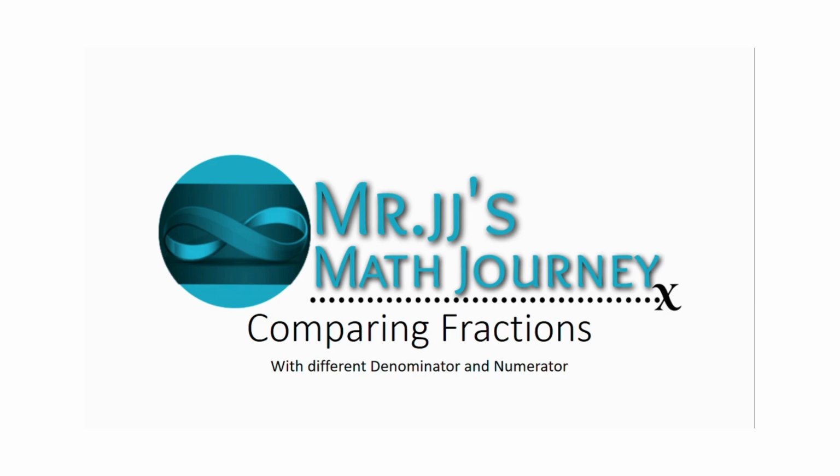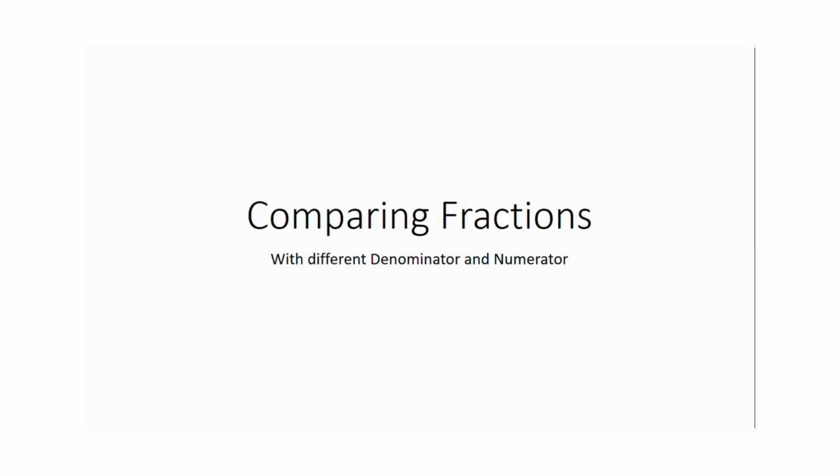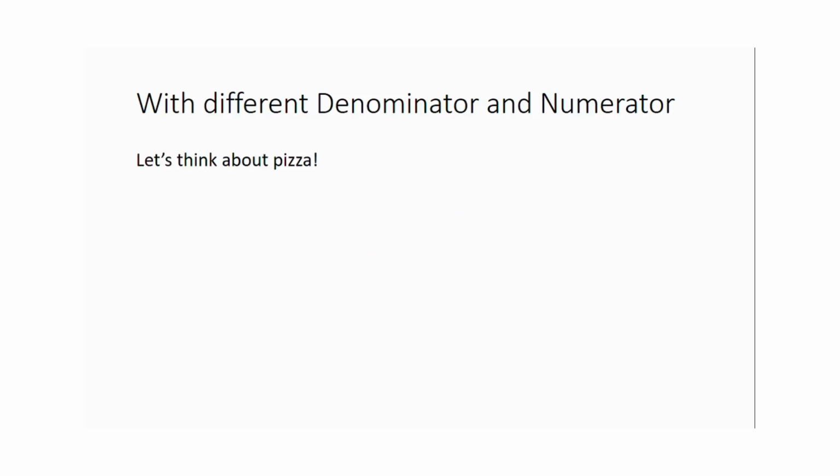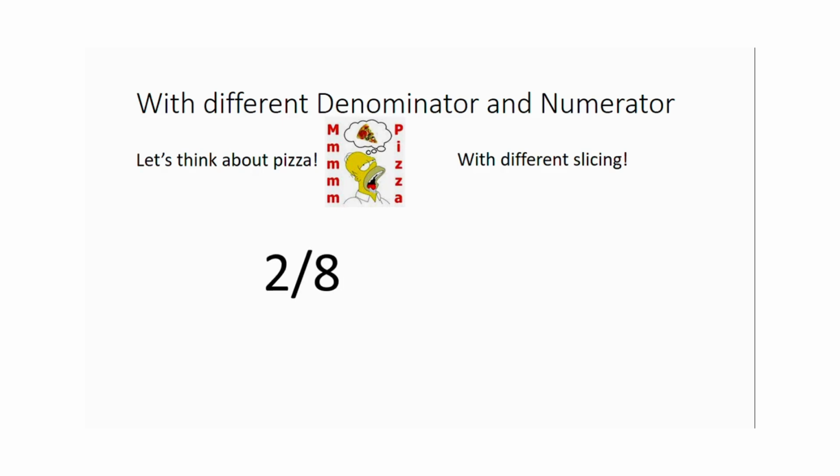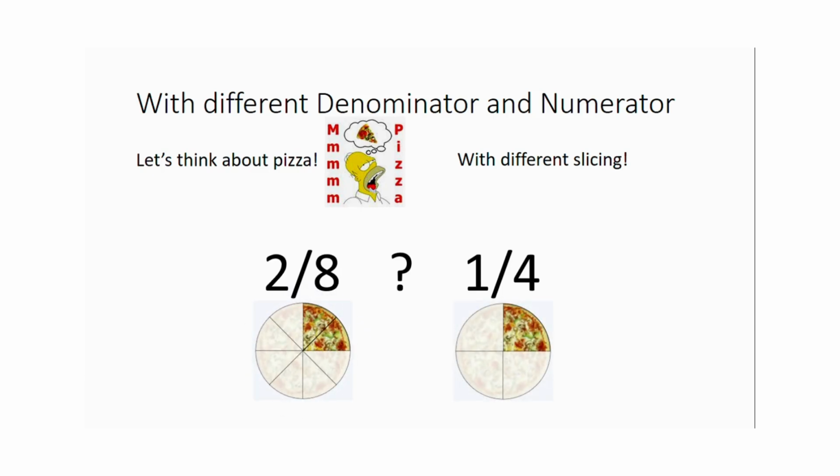Comparing fractions with different denominators and numerators. Let's again think about pizza with different slicing. So 2/8 of a pizza and 1/4 of a pizza. Which one's greater? Well, this is 2/8 of a pizza, and this is 1/4 of a pizza, and looks like they're the same.